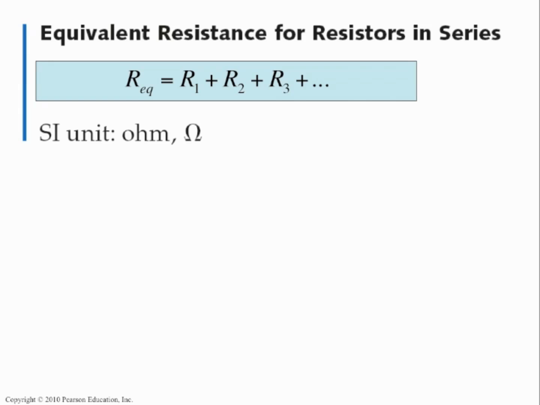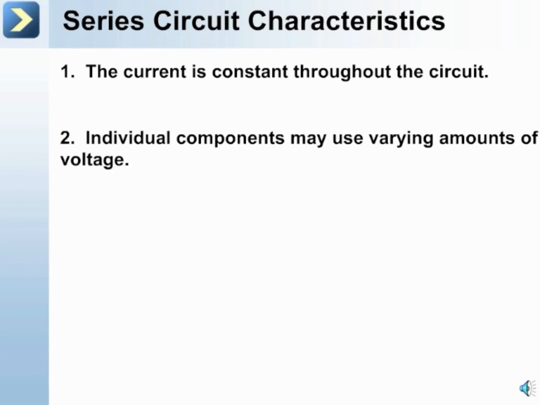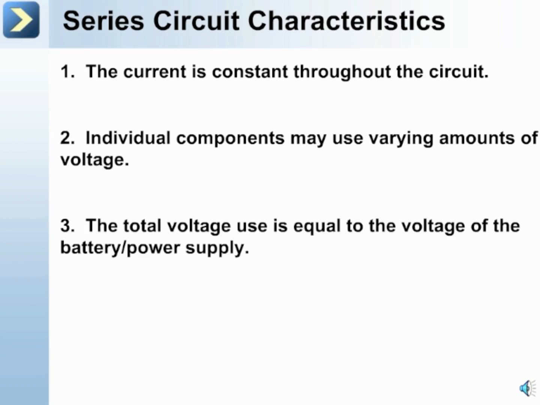And again, it makes sense if you think of adding them up as having a longer resistor, because the length increases resistance. Series circuit characteristics. One, the current is constant throughout the circuit. It has nowhere else to go, so it just goes through one path. Two, individual components may use varying amounts of voltage. You have voltage drops with resistors. And three, the total voltage used is equal to the voltage of the battery or power supply.